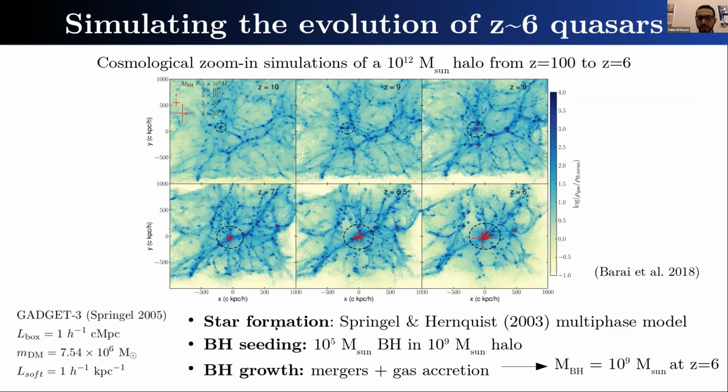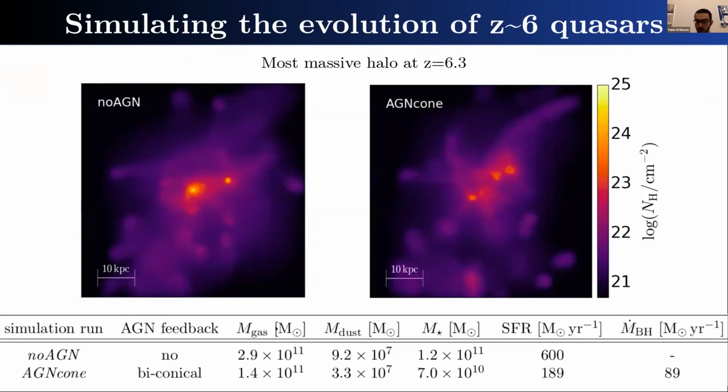And then we were interested in, in particular, we consider two runs of these simulations. A run without AGN, that is essentially a control run in which black holes are not seeded, and a run in which instead the black holes are seeded. That will be a fiducial run that we will compare with the no AGN run during the rest of the talk.